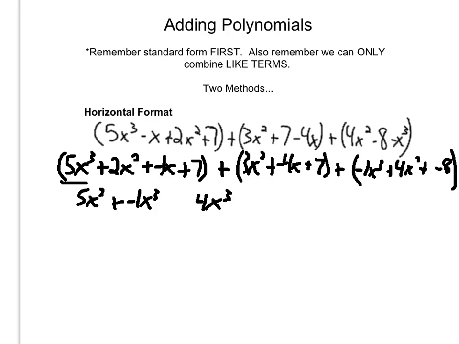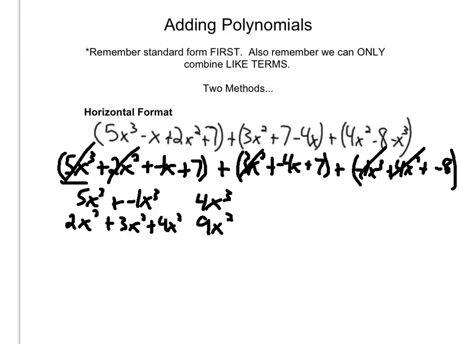Then I'm going to look for my squareds. So I've got 2x squared plus we've got a 3x squared plus I've got a 4x squared. So 2x squared plus 3x squared plus 4x squared, that's 9x squared. Still positive. So far we've taken care of this one and the x squareds.